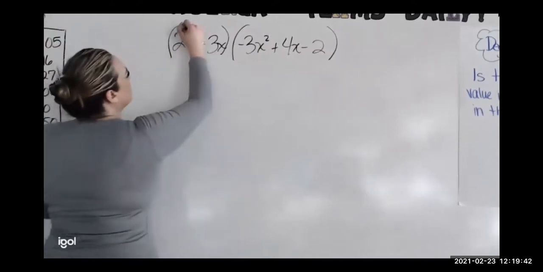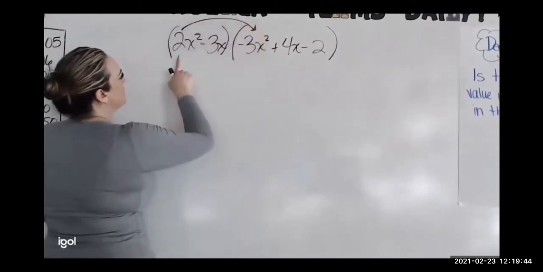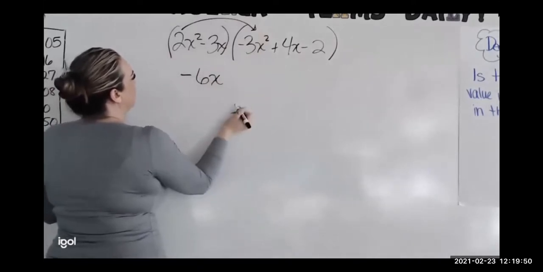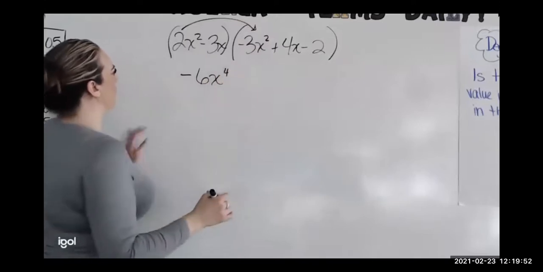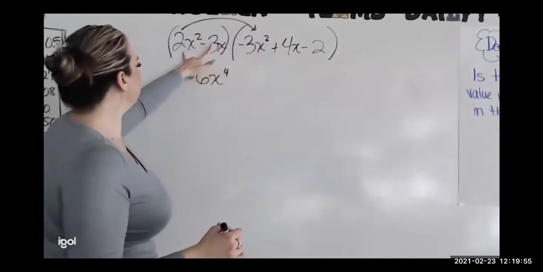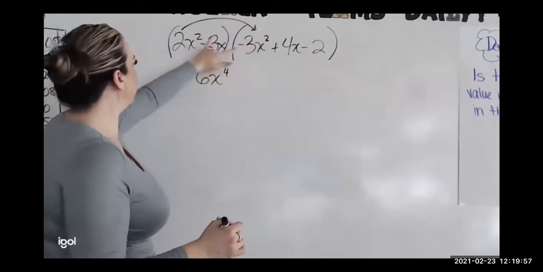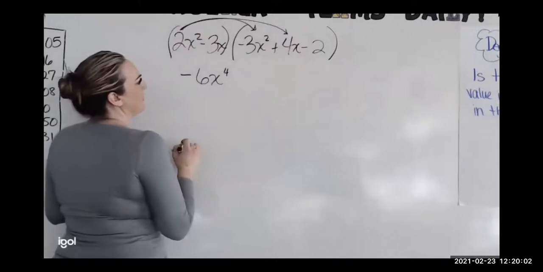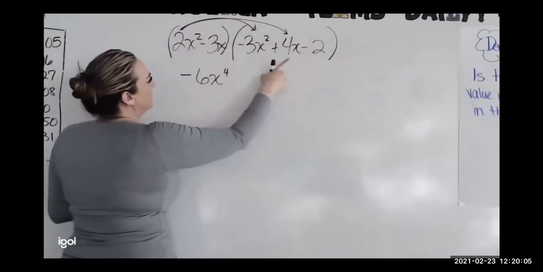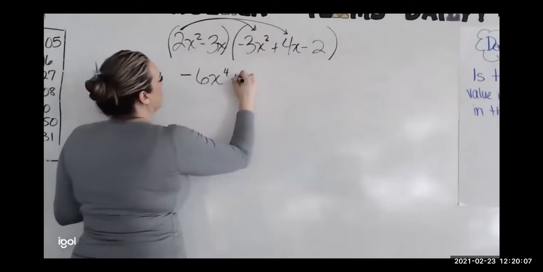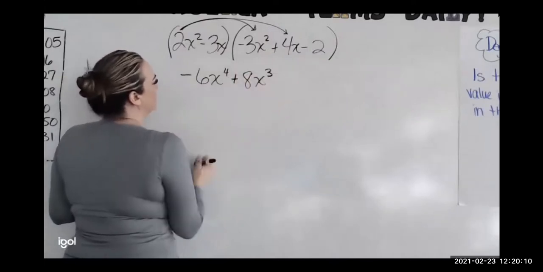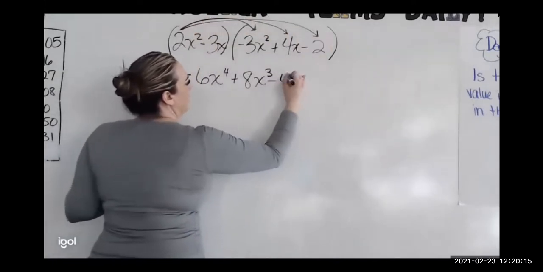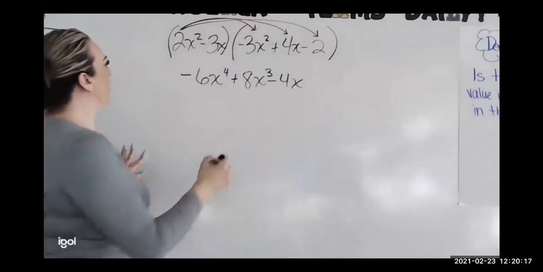So we do our first ones. 2x squared times negative 3x squared is negative 6x to the power of 4. Multiplying terms with variables and exponents, we add the exponents. Next one, let's go to the second term in the trinomial. 2x squared times 4x gives us 8x cubed. 2x squared times negative 2 gives us negative 4x squared.